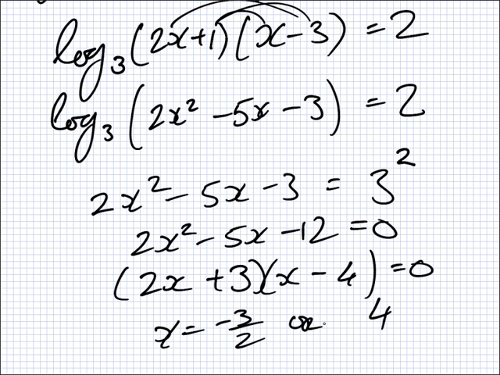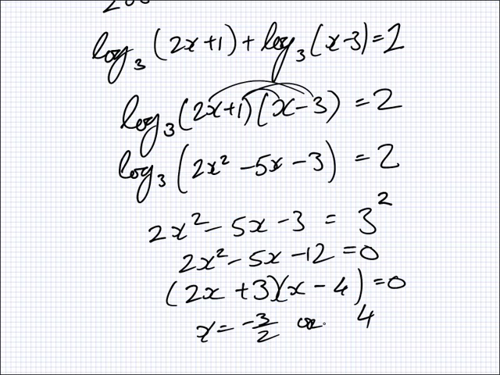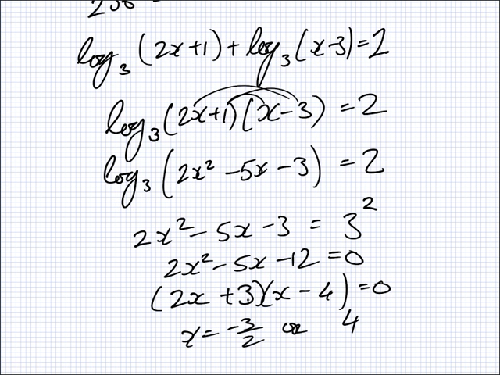Now you need to check that both answers are okay though. I think if we put 4 in, we're okay, because 2 times 4 is 8 plus 1 is 9. That's okay, you can get the log of 9. And then 4 minus 3 is 1, isn't it? So that's okay.